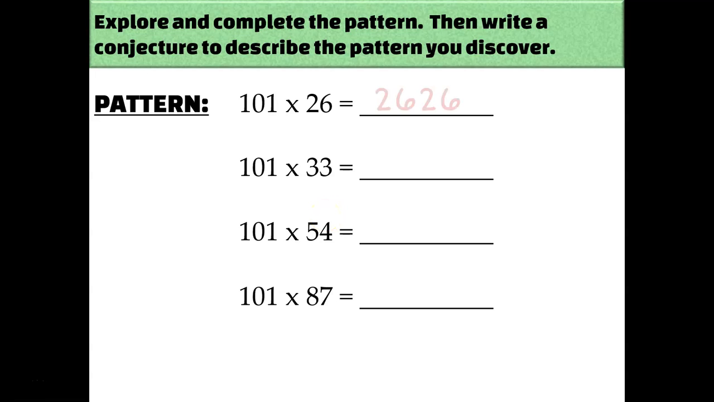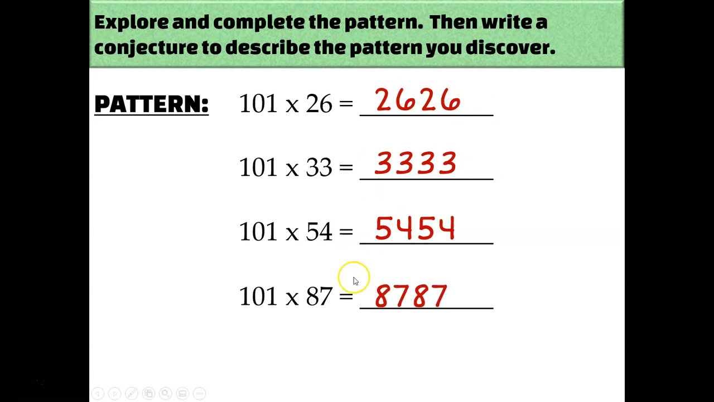101 times 26 is 2626. 101 times 33 is 3333. 101 times 54 is 5454. 101 times 87 is 8787. Do you see a pattern in our results here? Okay, well now your challenge is describe it. Write a conjecture that describes what you discovered.